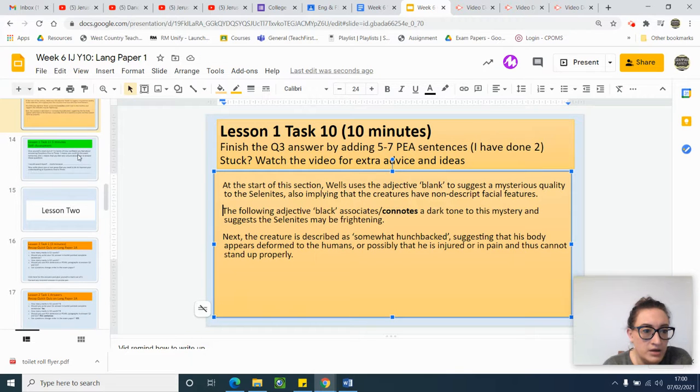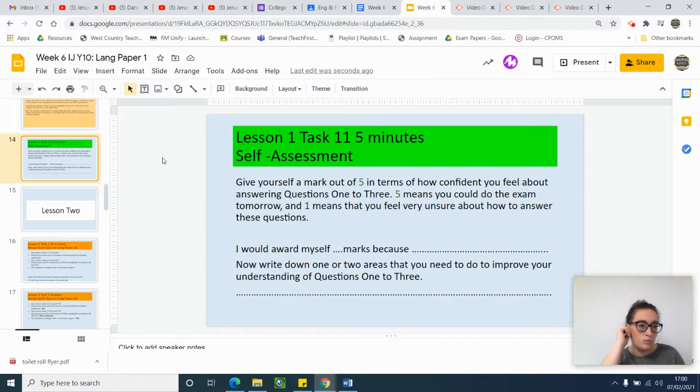Okay, then the only remaining thing to do for lesson 1 is to do this bit of self-assessment. You give yourself a mark out of 5 in terms of confidence for questions 1 to 3. Try and explain to me how you're feeling. It's really hard for me to judge from here if you feel like you've learned this okay from home or if you feel completely all over the place with it. So if you give me some more information, in the next live lesson that we do, I'll try and troubleshoot any problems that people are having, all right?